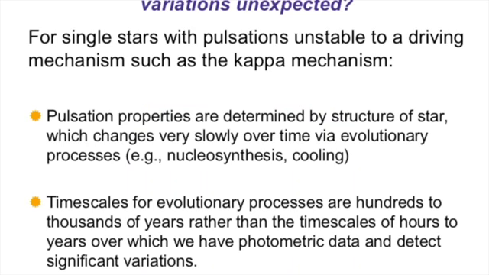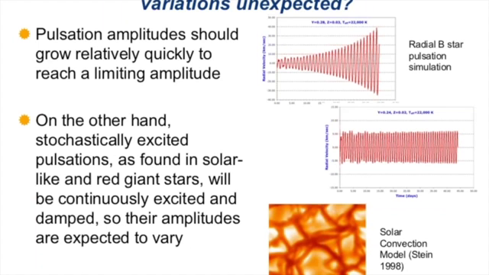We don't expect them because for single stars that are unstable, the pulsation properties are determined by the structure of the star, and that changes very slowly over evolutionary time by nucleosynthesis or by cooling. So we wouldn't expect to see amplitude variations over a few years of Kepler data. And timescales for evolutionary processes are hundreds to thousands of years instead of hours to years over which we have this photometric data. Pulsations should grow relatively quickly to reach a limiting amplitude and then stay constant.